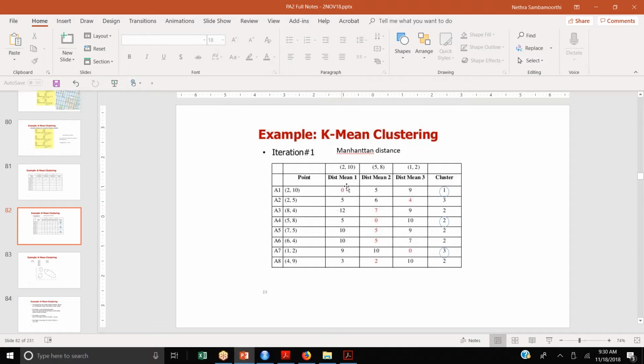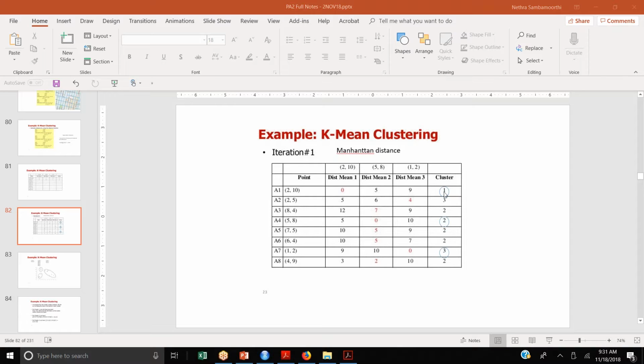Mean of what? Mean of the observations, the points in the cluster. So in this case, there is only 1 point still. But here, cluster 3 has this point, 2, 5, and 1, comma 2. The mean is 1, comma 3.5. Agree? The mean of A to A7 is 1, 3.5. Agreed? Yes, sir. And you have to calculate this for each of the clusters.